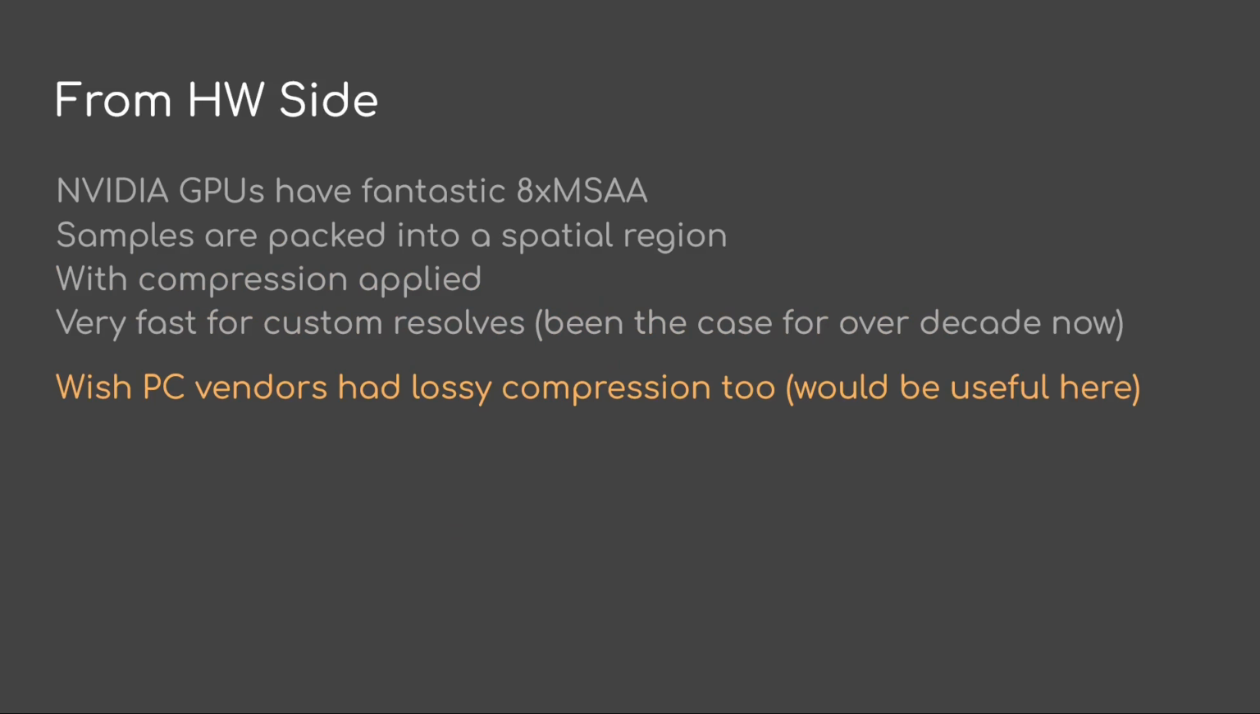So there are some pluses from the hardware side, especially on NVIDIA. NVIDIA GPUs have fantastic 8X MSAA. Samples are packed into a spatial region, basically a single flat layer, and they can apply compression. NVIDIA is very fast for custom resolves, and this has been the case for over a decade now. One thing that would be great here is if PC vendors for GPUs had lossy compression too.